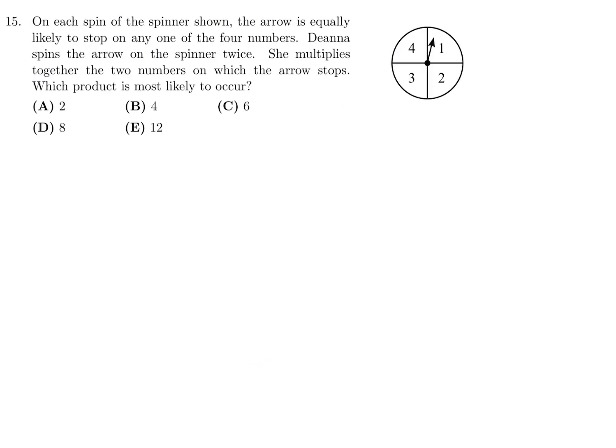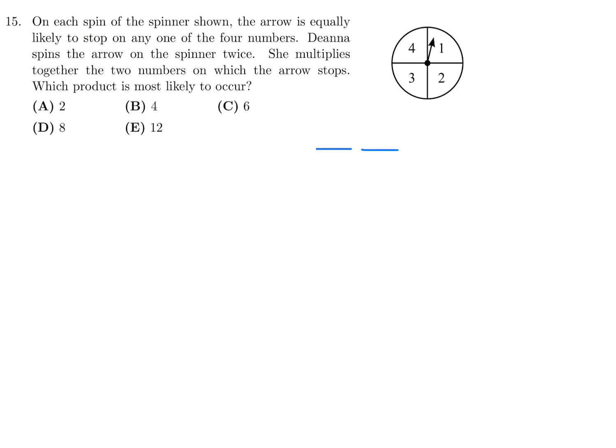On each spin of the spinner shown, the arrow is equally likely to stop on any one of the four numbers. Deanna spins the arrow on the number twice. She multiplies together the two numbers on which the arrow stops. Which product is most likely to occur?